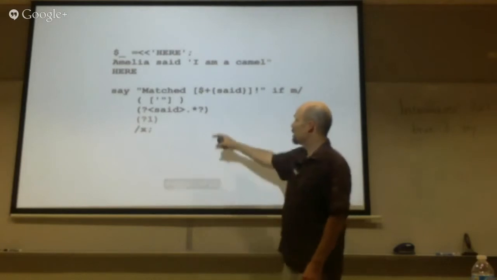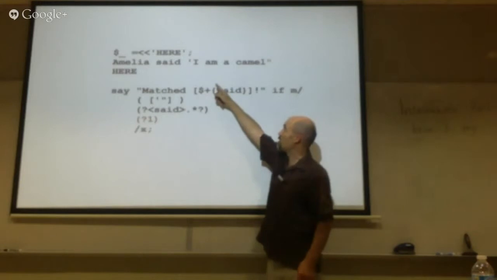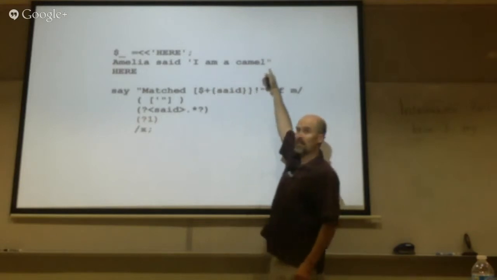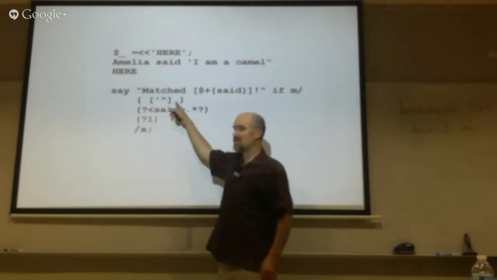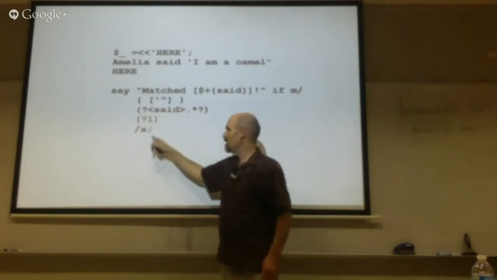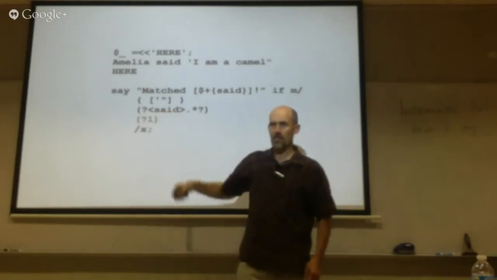Oh, and notice this is going to match this thing: Amelia said, single quote, I am a camel, and then I end with a double quote. Because I'm saying just run this thing again as an independent pattern. And this says, oh, I can match either one of those. So this is slightly broken, but we're going to get better.